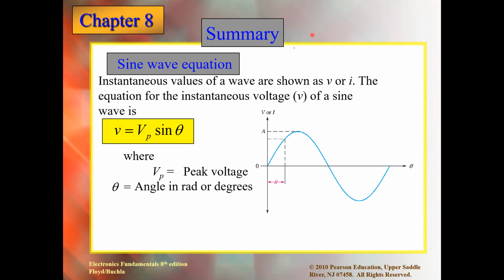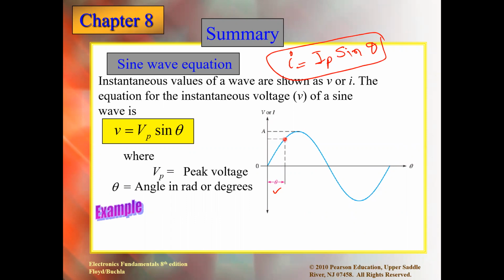Similarly, we can also write it for the current. So current will be i is equal to Ip sine theta. That is the current equation. For example, if theta is like that, when you put in that angle, you will get this value. Like that we can measure.